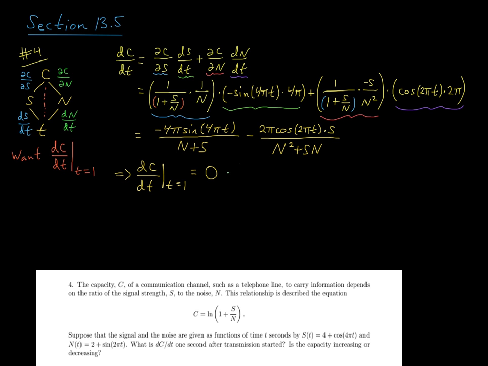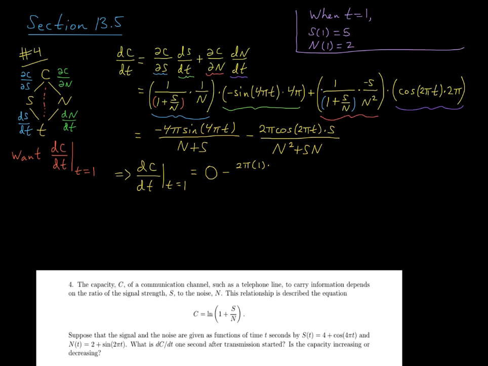For this next part, I'm going to get what? Well, minus 2 pi. The cosine of 2 pi is 1. That's nice. And then I need to know what s is and what n is to finish. And we can answer that by just using our functions for s and n. So let's do that, say, up here. We can say that when t is 1, okay, s of 1 is going to equal 4 plus the cosine of 4 pi. Cosine of 4 pi is 1, so 4 plus 1 would be 5. Okay, n of 1, this is going to be 2 plus the sine of 2 pi. Sine of 2 pi is 0, so that's in fact just going to give us 2.